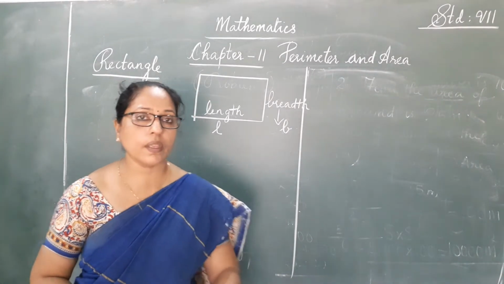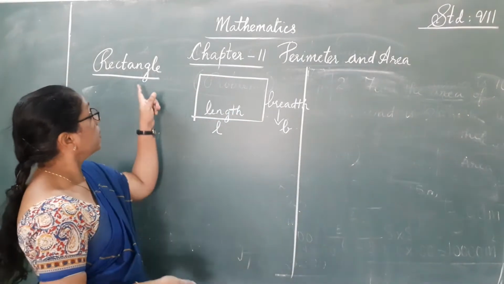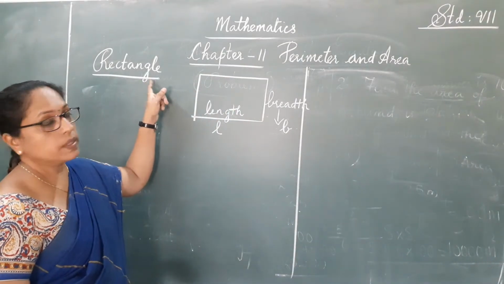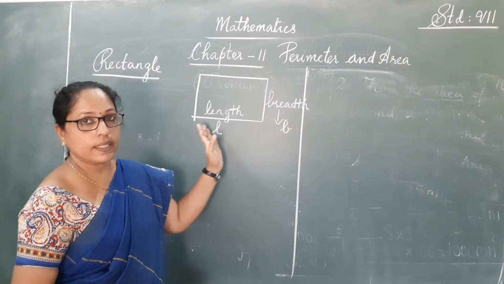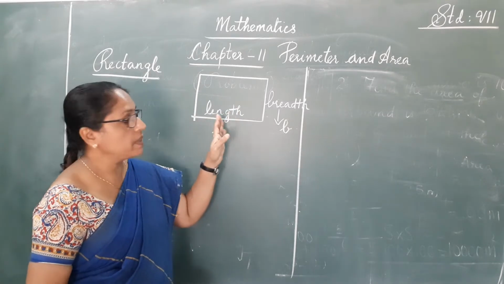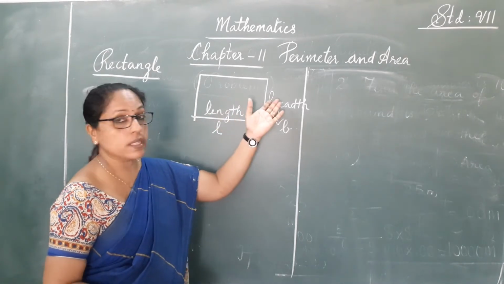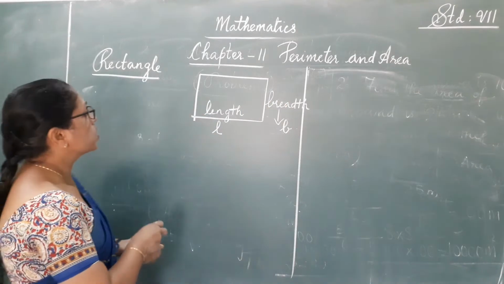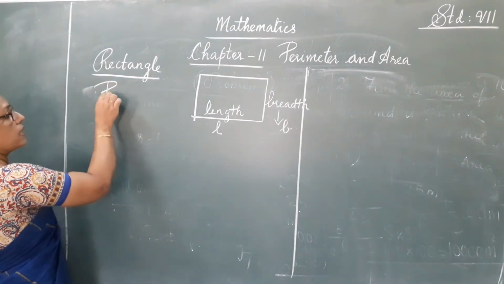Children, next we move on to the next plane figure, rectangle. As we have already seen, what is a rectangle? It's all the things we have discussed. The longest side is the length, and the shortest side is the breadth. So what is the perimeter of a rectangle?